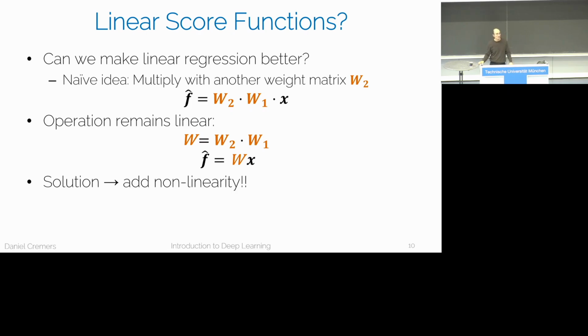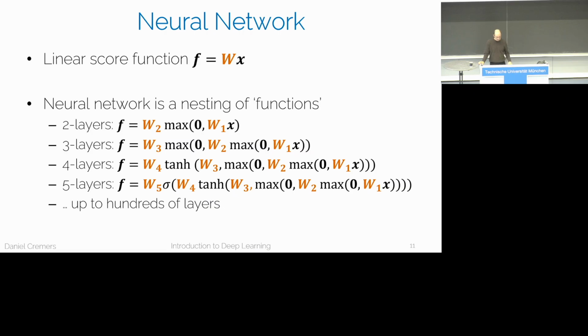It's still a linear classifier no matter how many matrices you multiply. It's like multiplying with a single matrix. You don't gain any expressive power. And this is something that's studied a lot. How can you increase the expressivity of models?